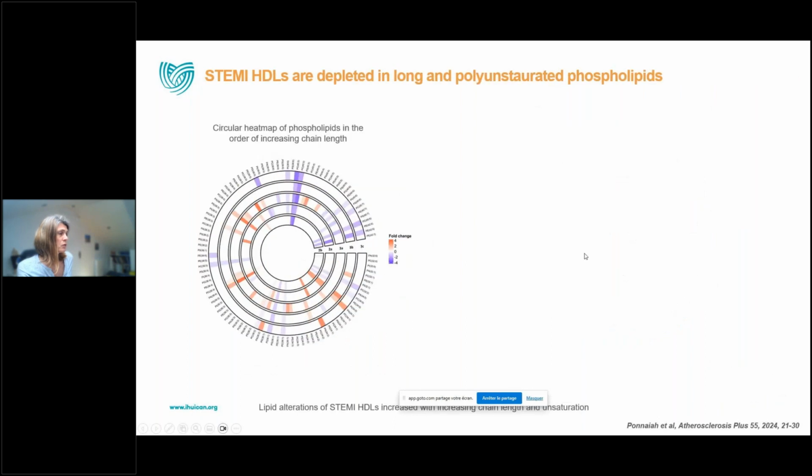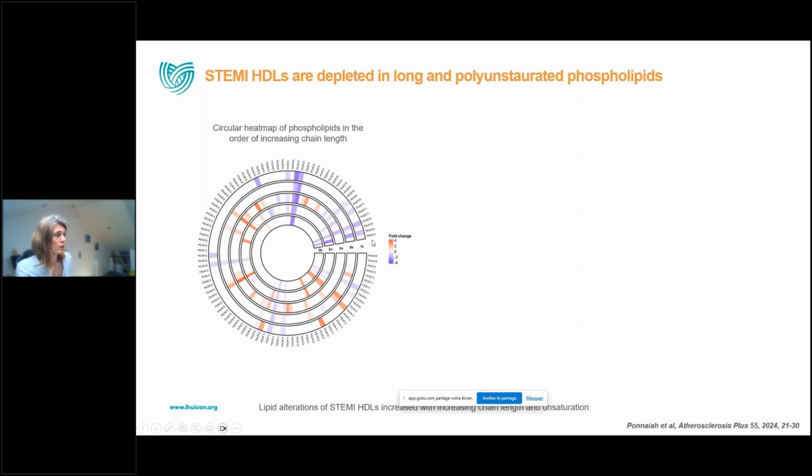We then looked more closely at the lipid chain alterations. So here the circular heat map is now ordered by increasing lipid chain length, from 32:0 to 42:7.